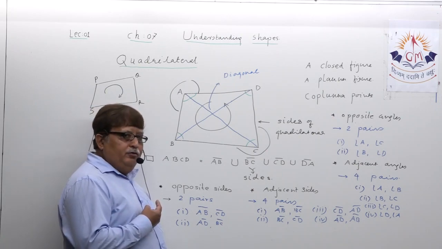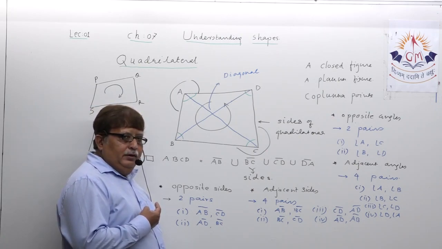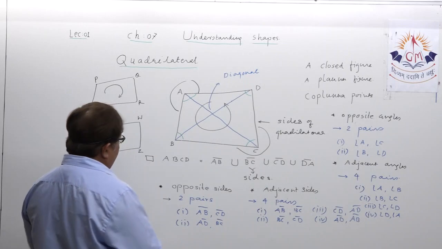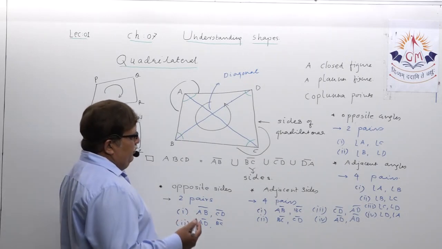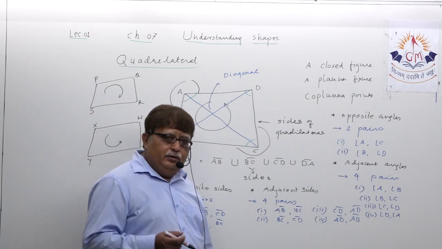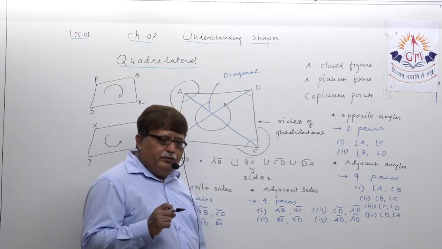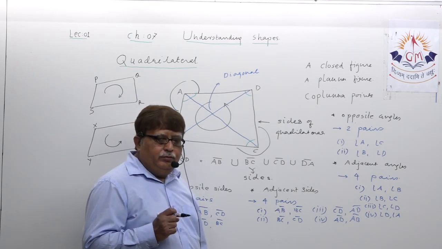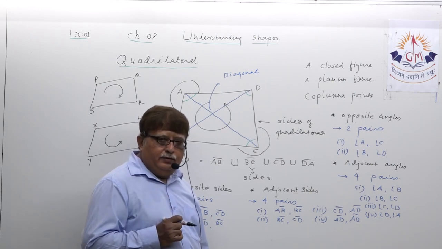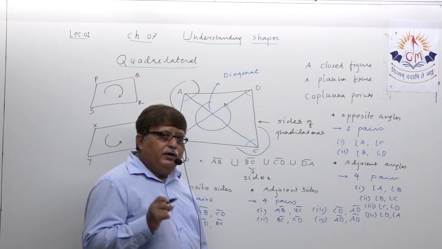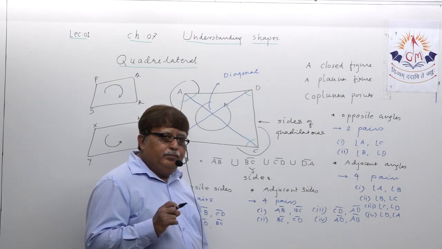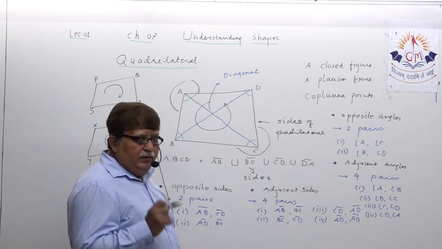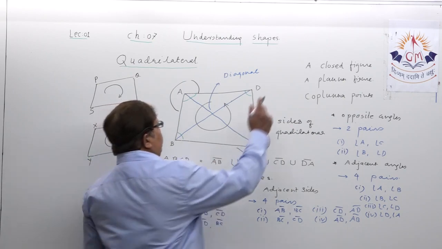Why? You understood one pair of diagonal. Suppose I ask you such a question in MCQ: name a quadrilateral which is formed by diagonal PQ and XY. So two diagonals I spoke, PQ and XY.